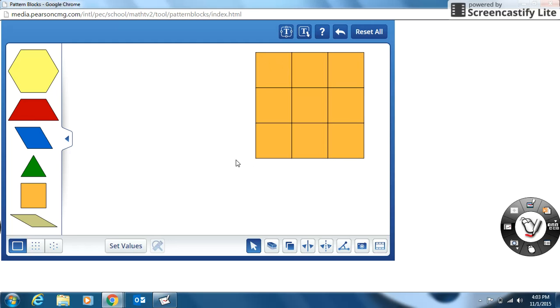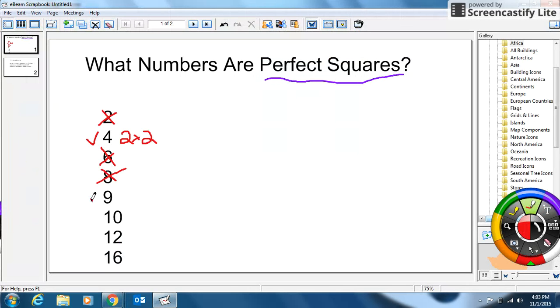Are there other rectangles we can make? Sure, but what we want to focus on right now is if we could make a perfect square. And in this case, with 9 blocks, we could. So let's go back here and say 9 is an example. And we were able to do it by going 3 times 3. 10. Well, let's try it.